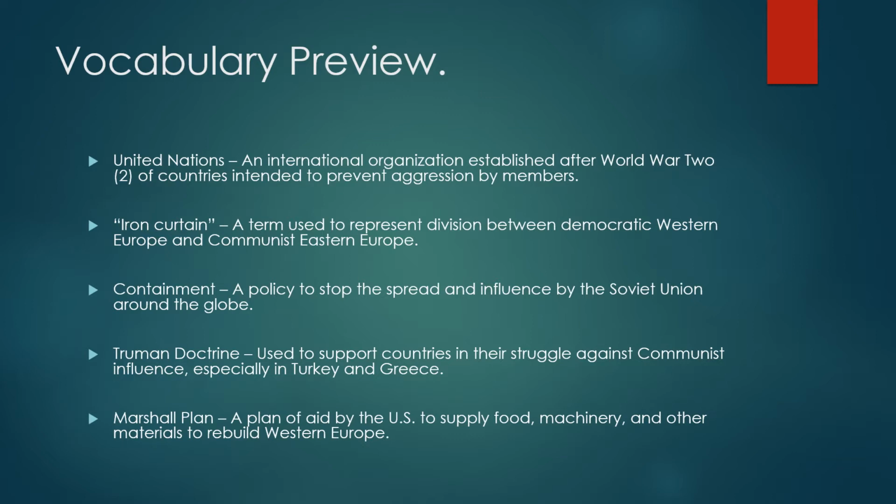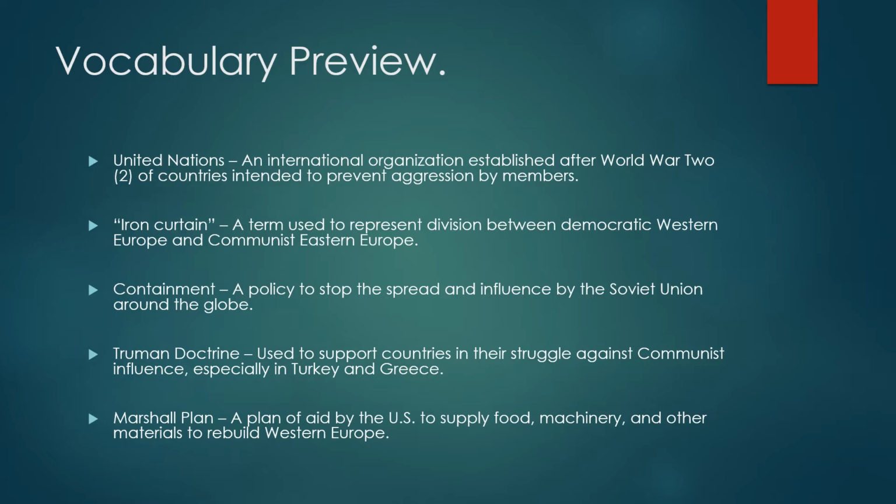United Nations, an international organization established after World War II of countries intended to prevent aggression by members. The Iron Curtain, a term used to represent division between democratic Western Europe and communist Eastern Europe. Containment, a policy to stop the spread and influence by the Soviet Union around the globe. Truman Doctrine, used to support countries in their struggle against communist influence, especially in Turkey and Greece.